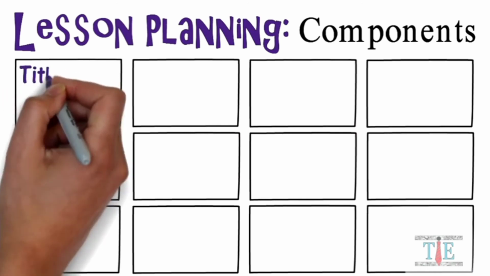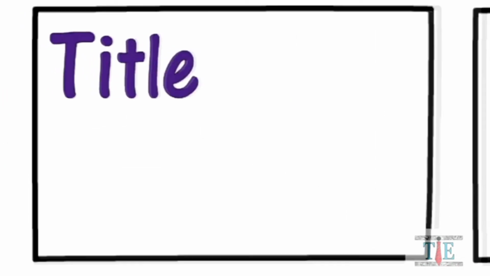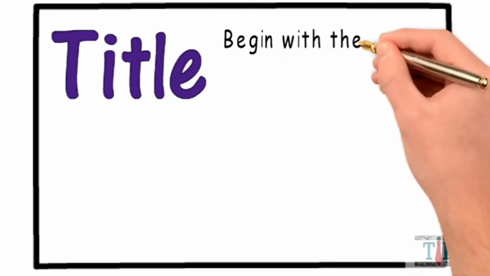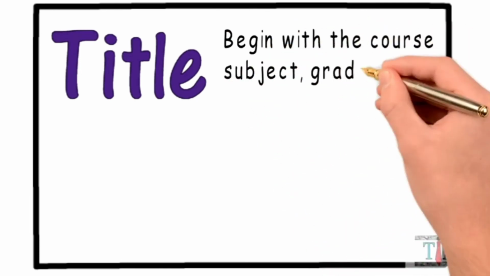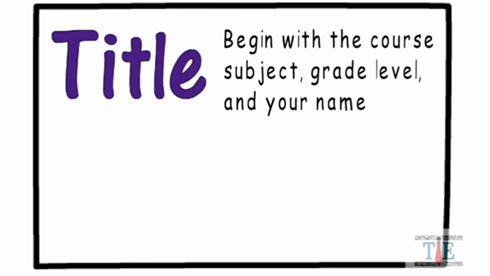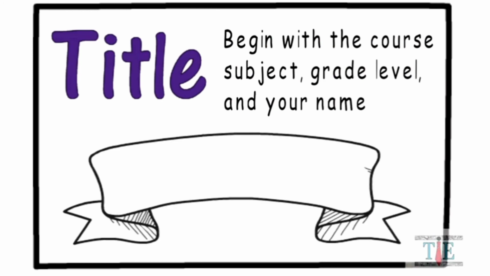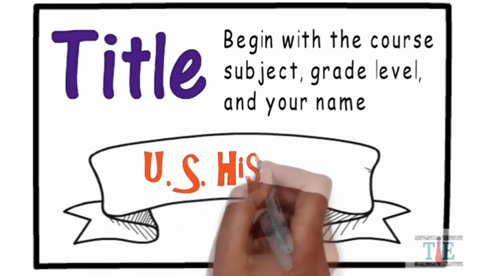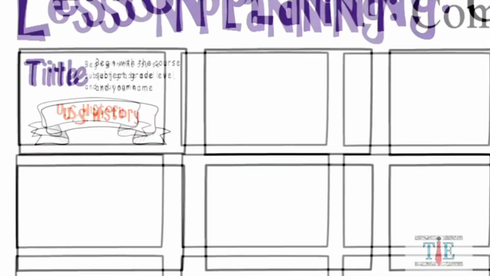The first necessary component is the title. When naming your lesson plans, begin with the course subject, grade level, and your name. The title should be clearly presented somewhere at the top of the lesson plan. It should be easy for administrators to recognize whose lesson plan it is.